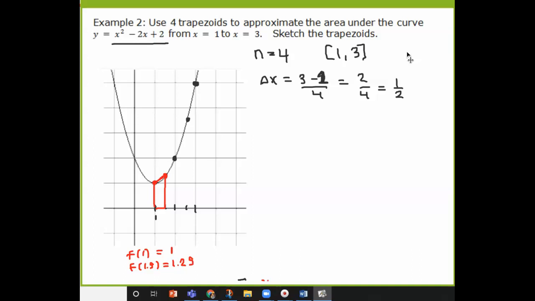So the area of that first trapezoid would be 1/2 the base, which is 1/2, aka the height, times base 1 plus base 2.